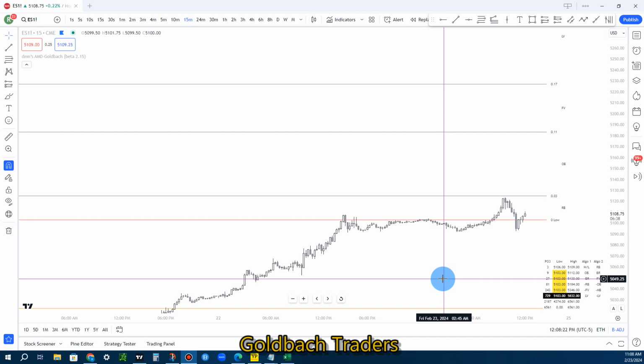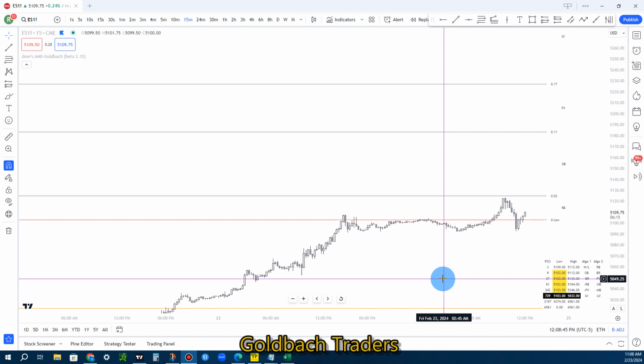And I had a question from someone in our group: how can you use Goldbach in a top-down analysis? I believe that was the question, the way he phrased it. But anyway, you're looking at different time frames, trying to see the direction, or trying to create some sort of bias for the day.